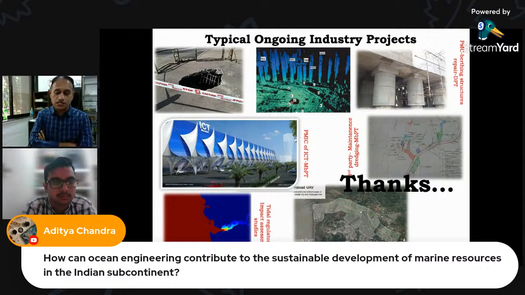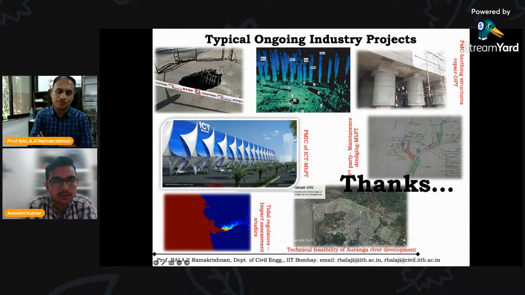In terms of the resources perspective, I think there is a huge amount of effort and a huge number of schemes being announced by multiple industries and multiple ministries by the Government of India, including the Ministry of Earth Sciences.